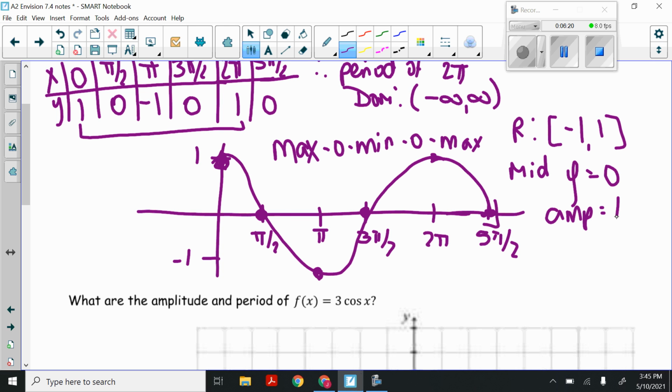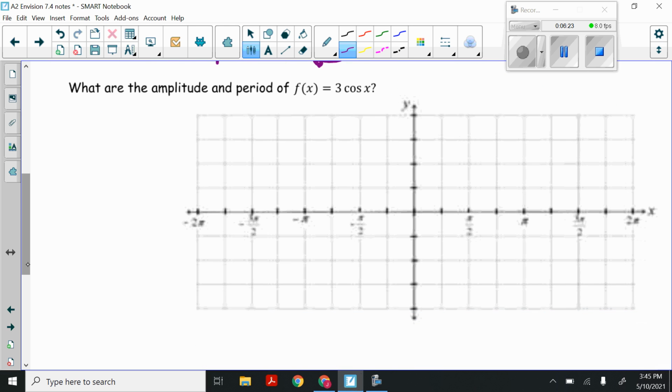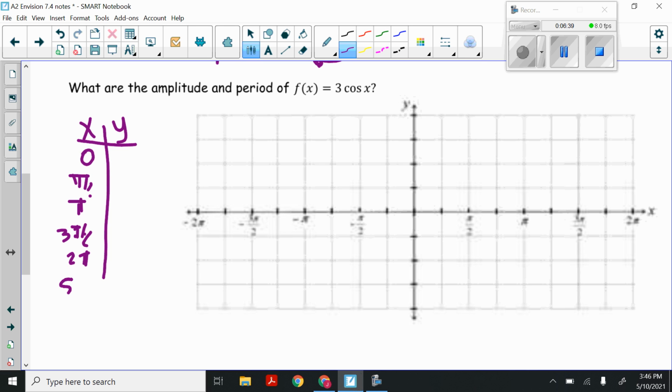So now let's change some things up. What are the amplitude and period of f of x equals 3 cosine of x? Again, I can make an xy table. Again, I'm going to pick 0, pi over 2, pi, 3 pi over 2, 2 pi, 5 pi over 2. So if I plug in 0, the cosine at 0 is 1, but now I have to multiply it by 3, so I get 3.